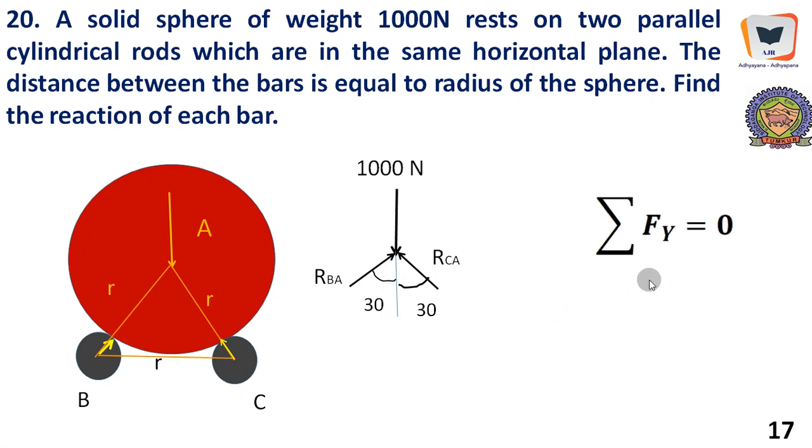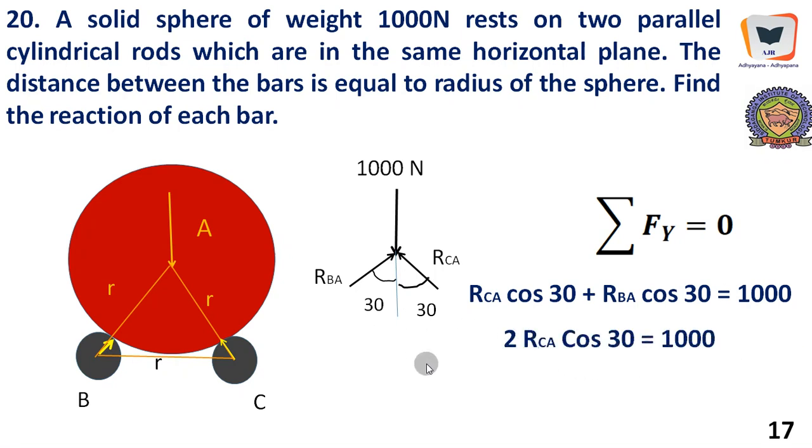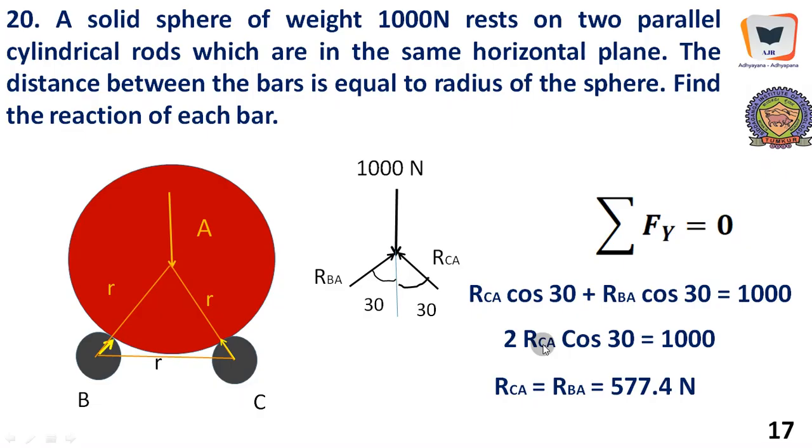Sigma Fy equal to 0 lets us say RCA cos 30 going up plus RBA cos 30 going up should be equal to 1000, which is coming down. If you send that to the other side, it becomes 1000. So 2 times RCA, because RCA equals RBA, cos 30 equal to 1000. Therefore RCA equals RBA equals 1000 divided by 2 times cos 30, which happens to be 577.4.